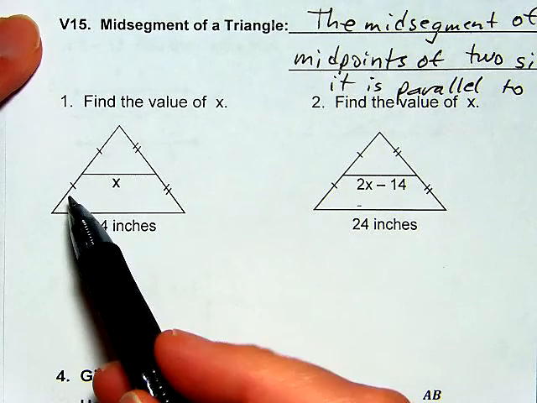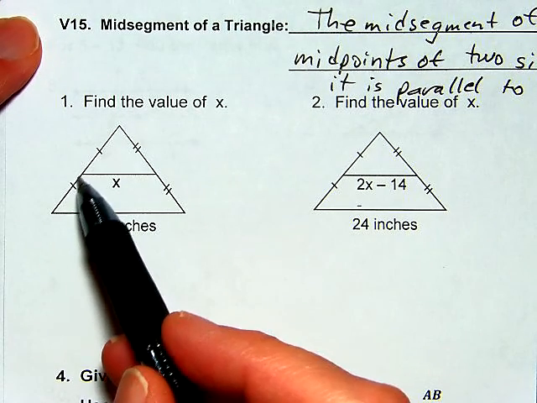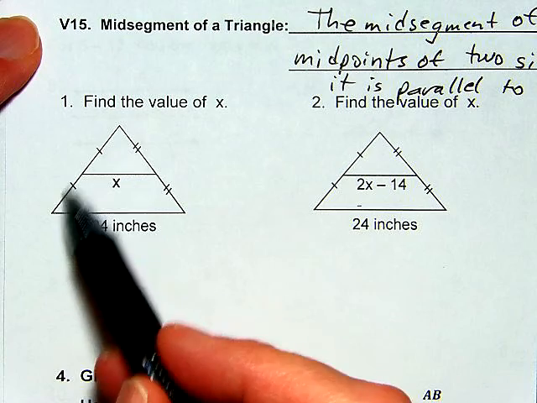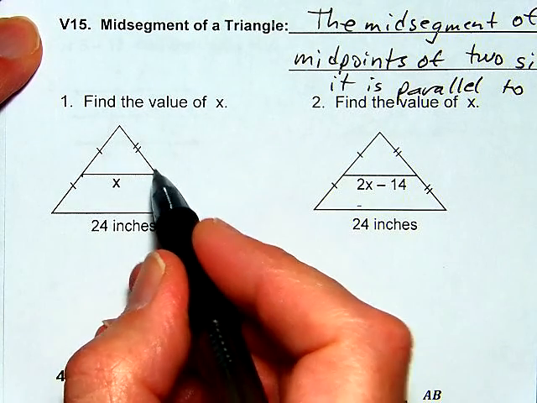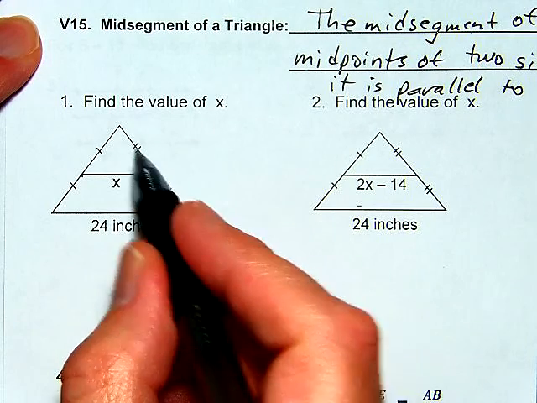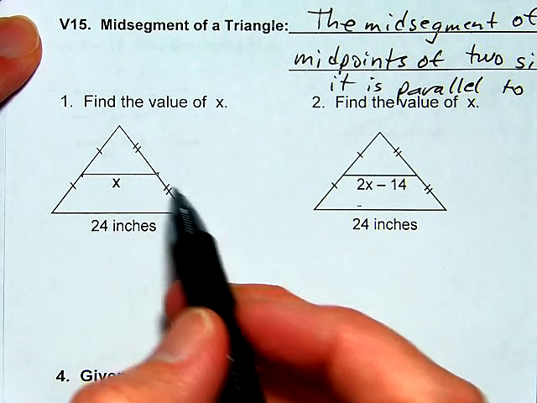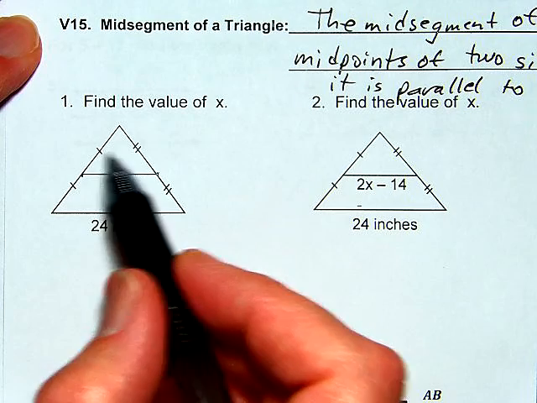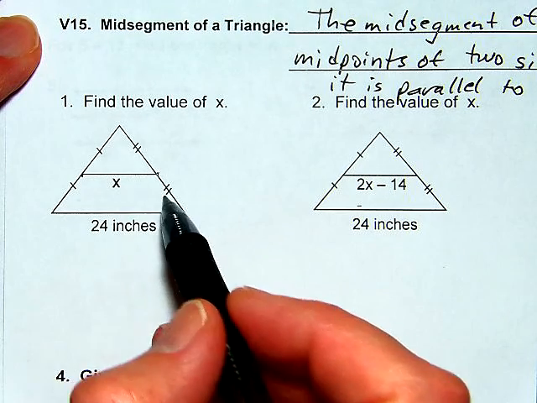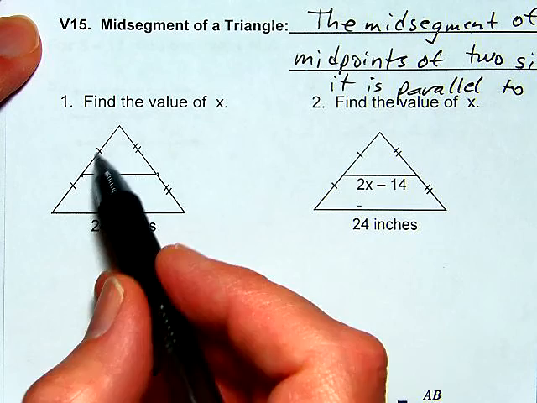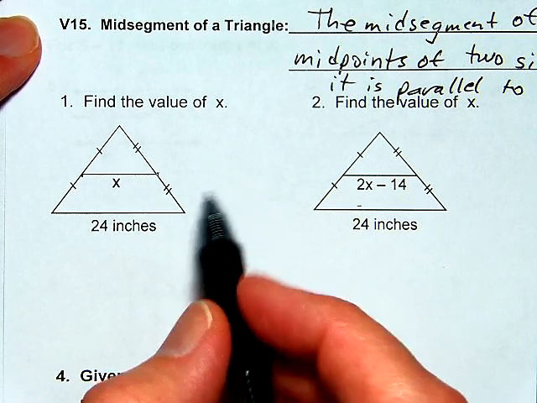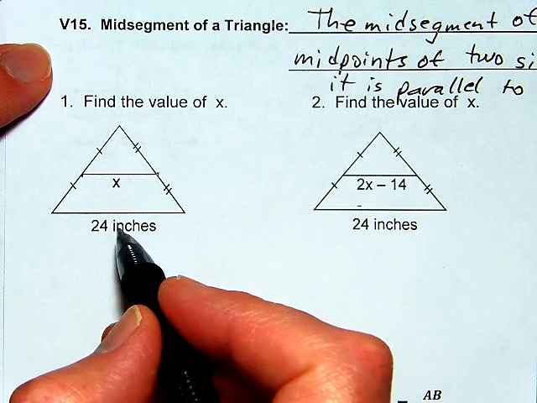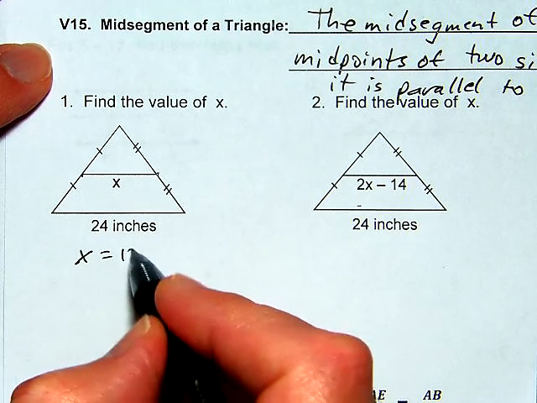Now let's be clear why this is a midpoint, because it is between two congruent segments, and on this side, this point is also a midpoint because it's between two congruent segments. Notice the congruent segments from side to side are not necessarily the same length, but on each side we have midpoints, and this line is a mid-segment. So it is therefore half the length of the third side, so that means x equals 12.